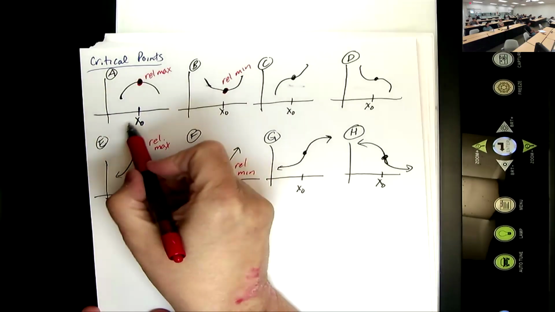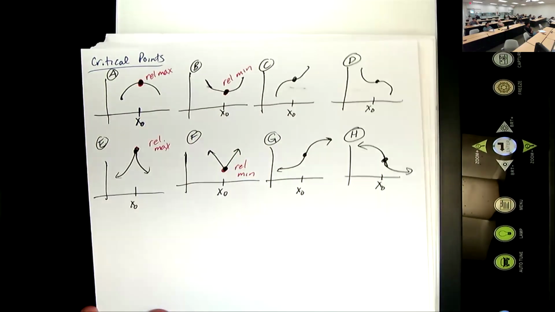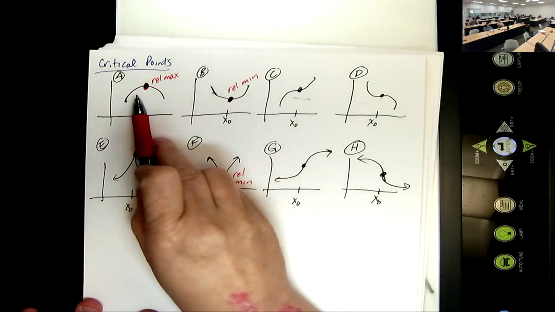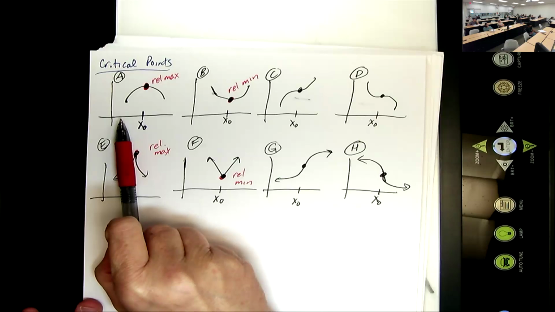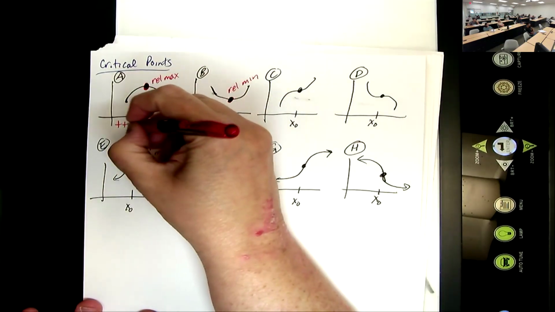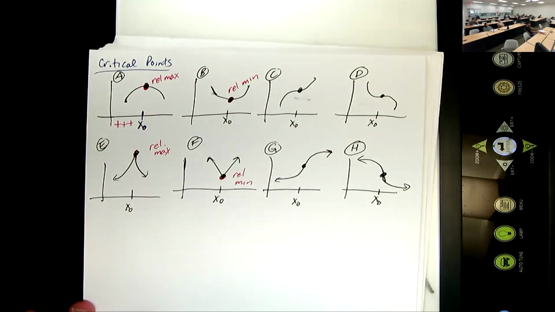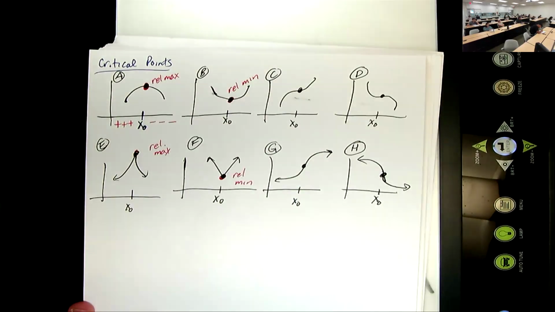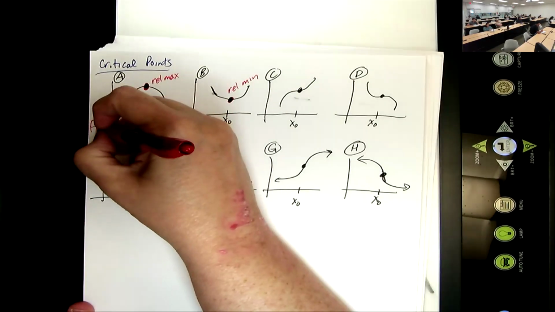What's the derivative to the left on A? Is it positive or negative? On A, to the left, what's the slope? Slope is positive, so the derivative is positive over here. And on the right, it's negative. Right? So here I'm looking at f prime of x below.